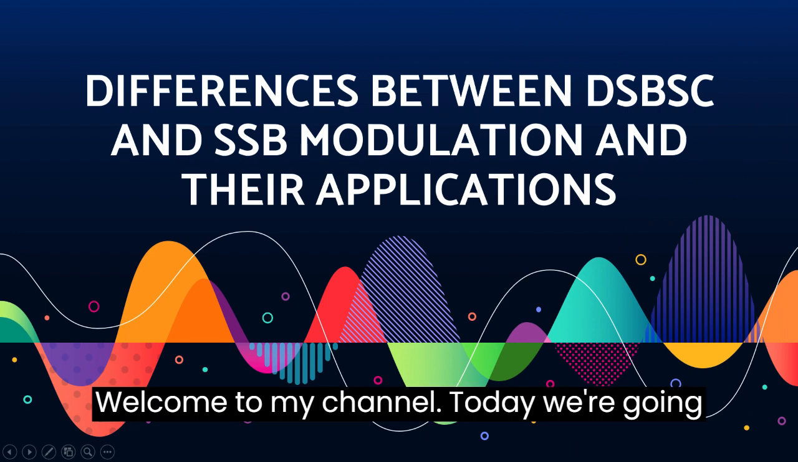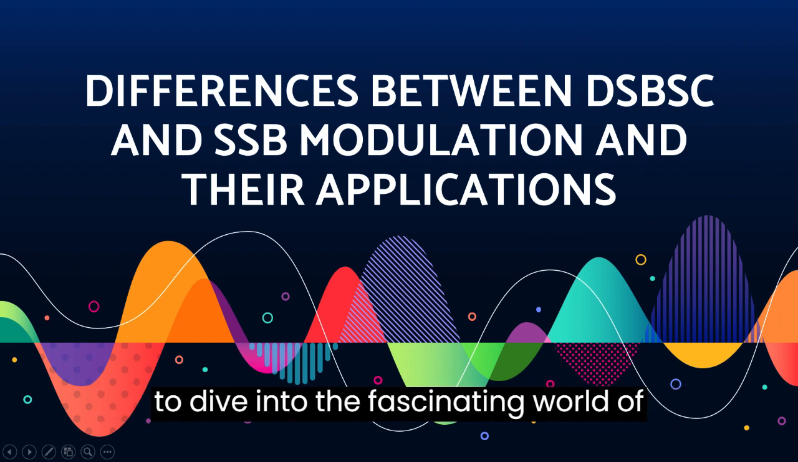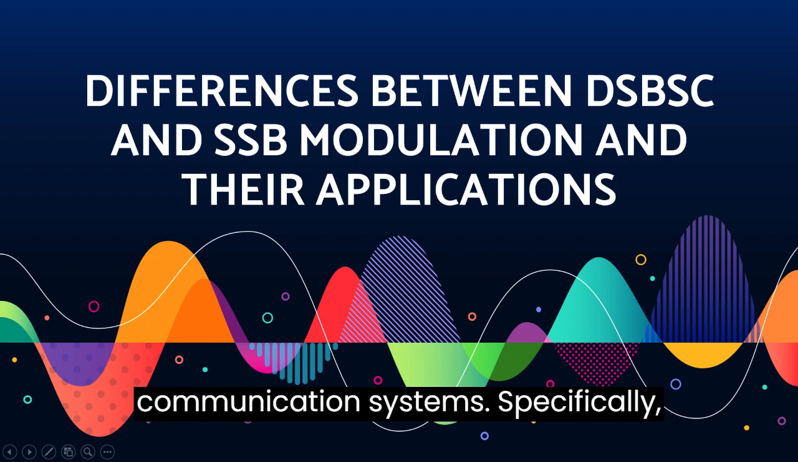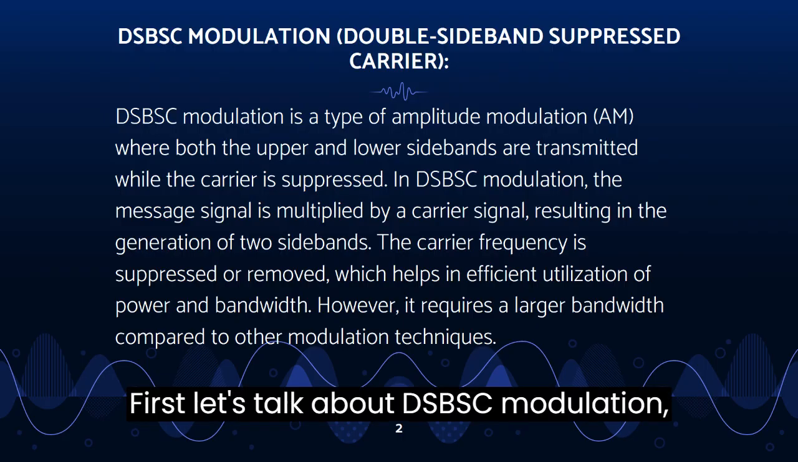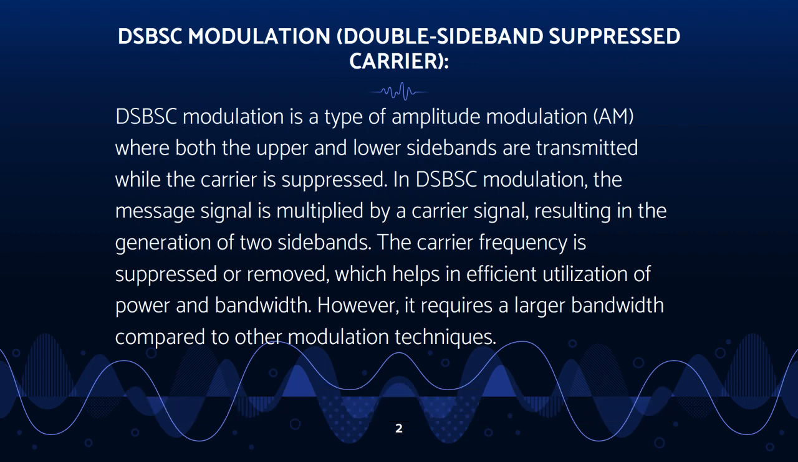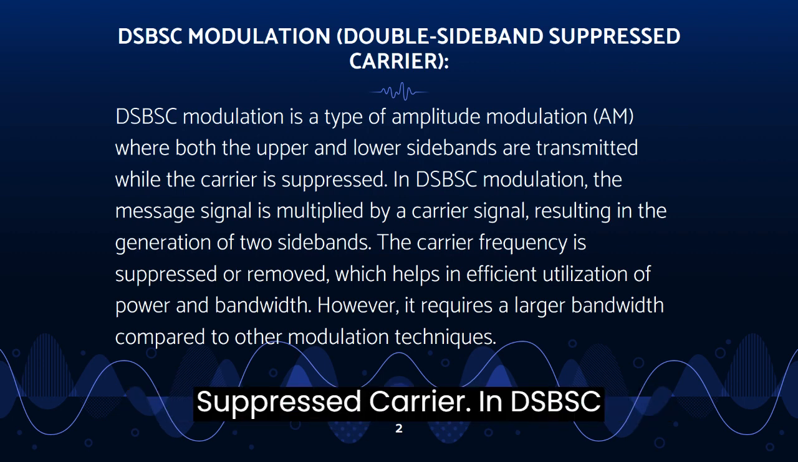Today we are going to dive into the fascinating world of modulation techniques used in communication systems. Specifically, we'll be exploring the differences between DSBSC and SSB modulation. So let's get started. Let's talk about DSBSC modulation, which stands for Double Sideband Suppressed Carrier.